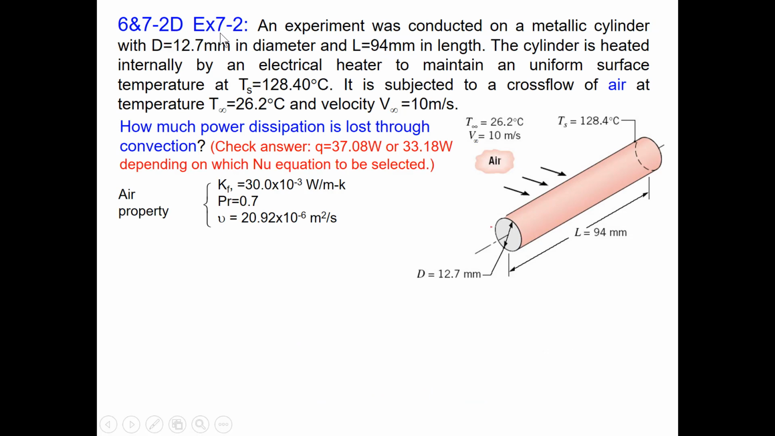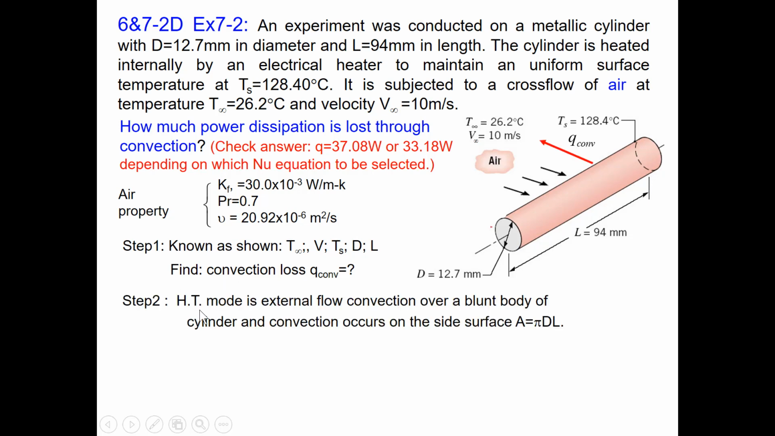D. Example 7-2. An experiment was conducted on a cylinder with diameter D, length L. The cylinder is heated internally to maintain the surface at uniform temperature Ts. It is subjected to a cross flow of air at temperature T infinity and velocity V infinity. We need to find out how much power dissipation is lost through convection. This is the air property. Step 1, that's what we know and what needs to be found.